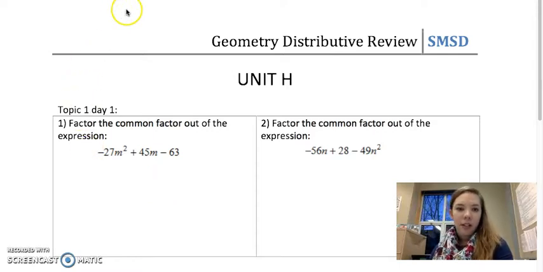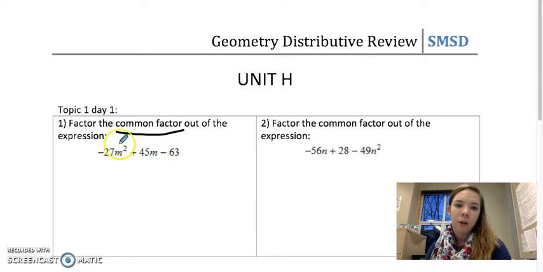All right, we're going to start by factoring out a common factor. We're on Unit H today, all about factoring. So it says a common factor it wants us to take out of the expression. So something all three of these have in common is 9. And I'm going to go ahead and take out a -9 because we like our leading coefficient to be positive whenever possible.